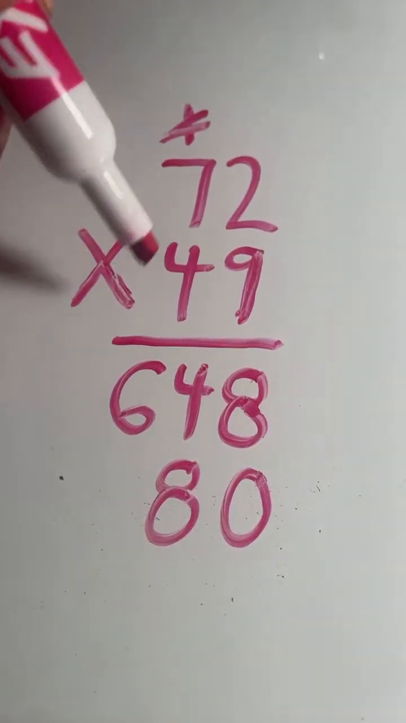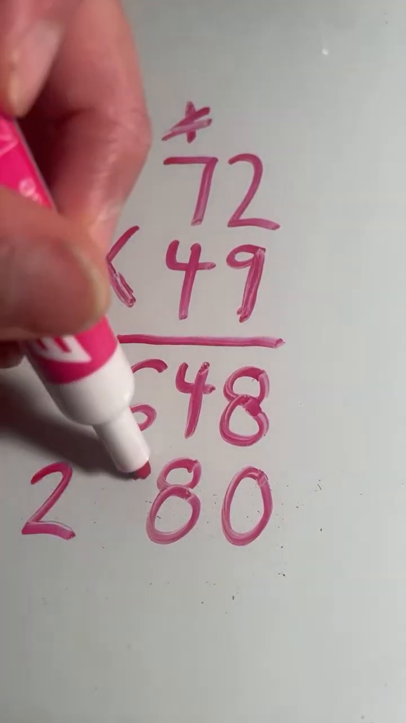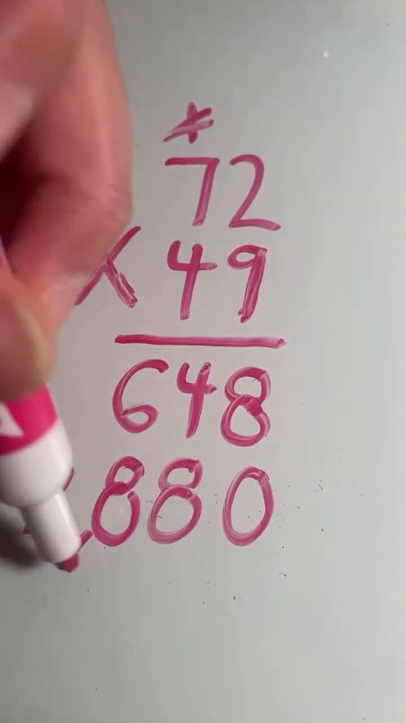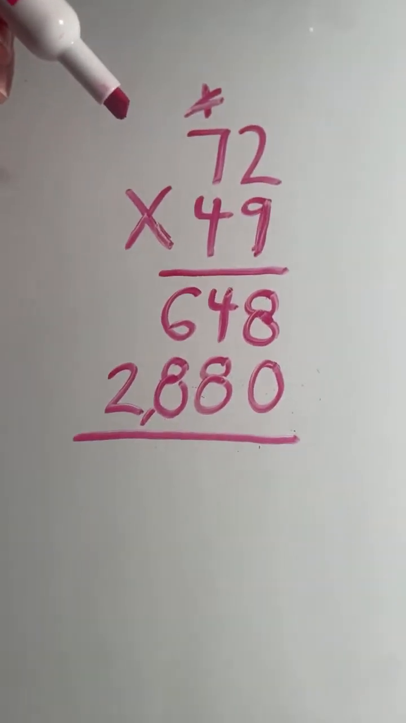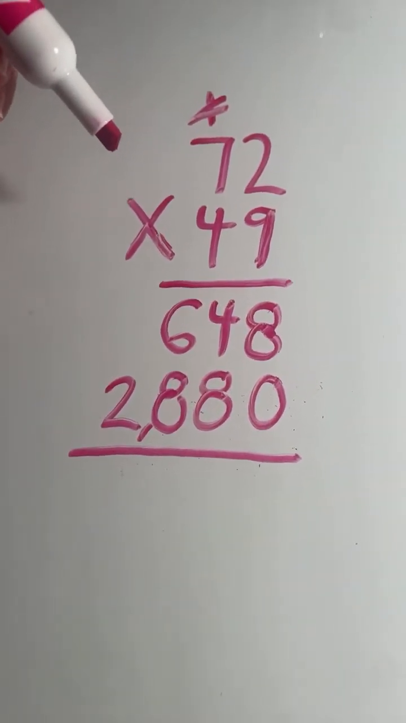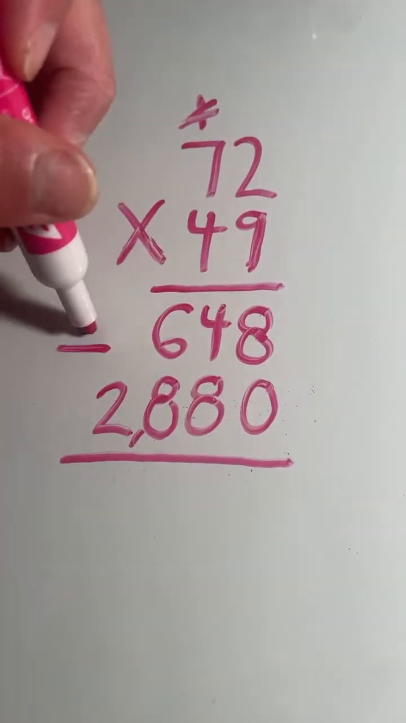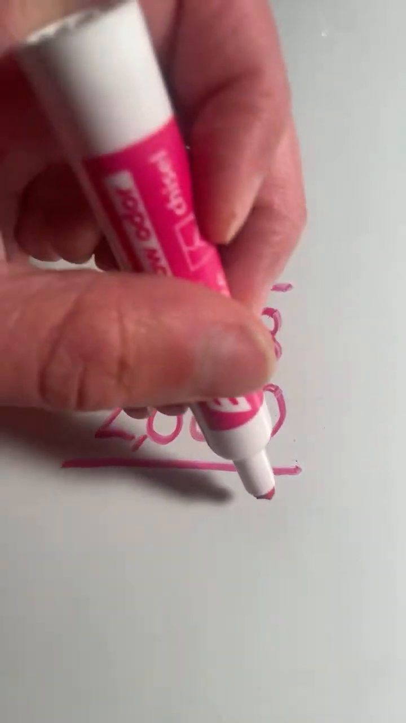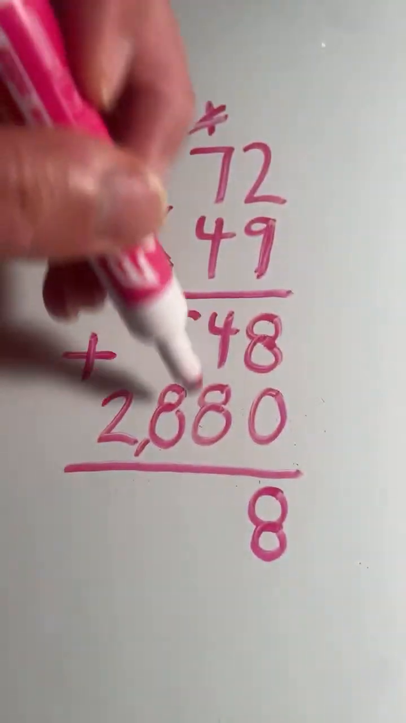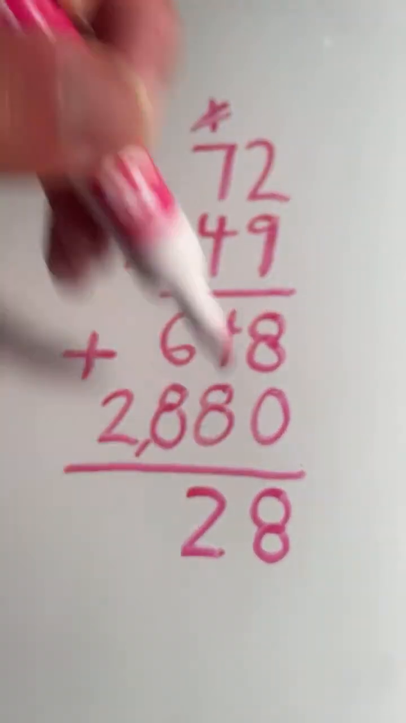7 times 4 equals 28. And now, to get our final answer, we have to add these 2 numbers together. 8 plus 0 equals 8. 4 plus 8 equals 12. 2, carry the 1.